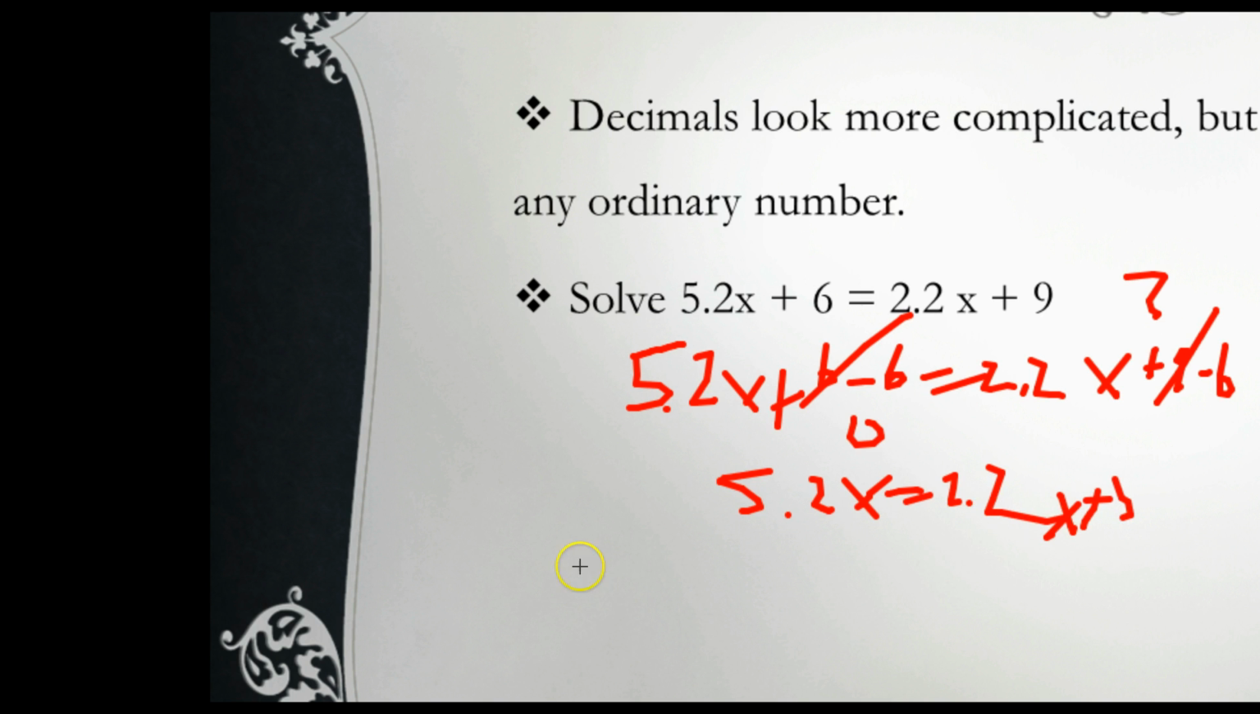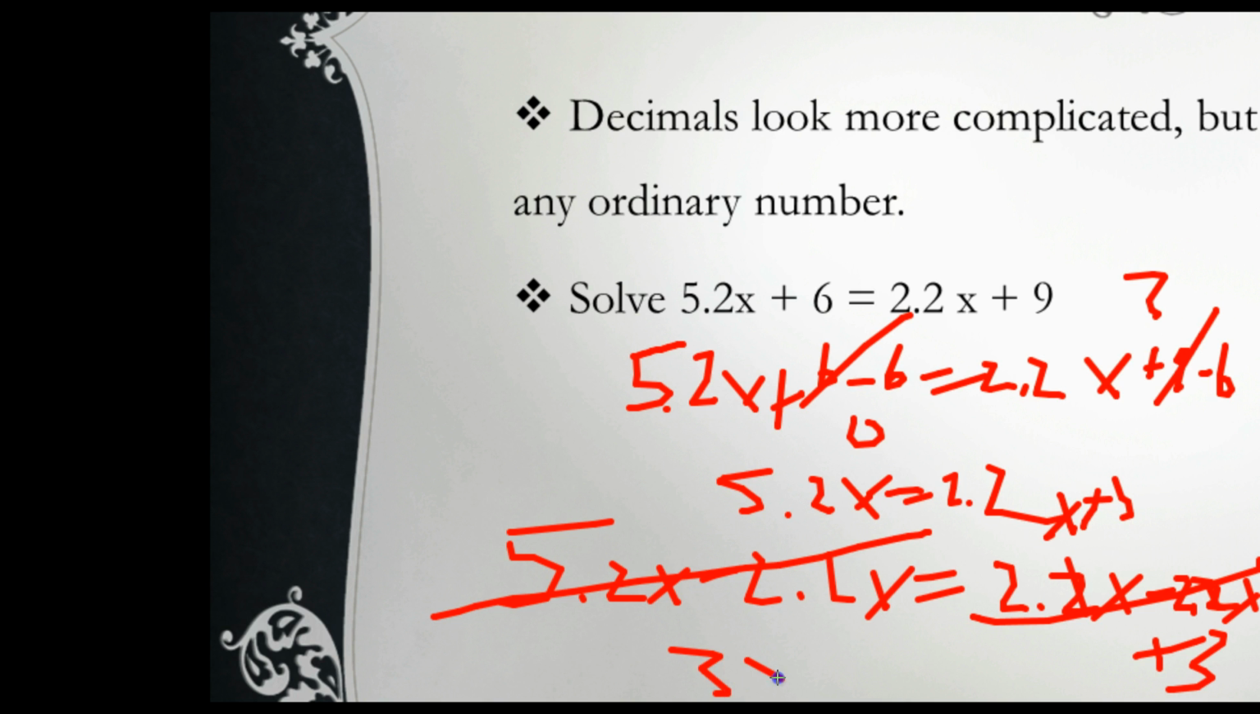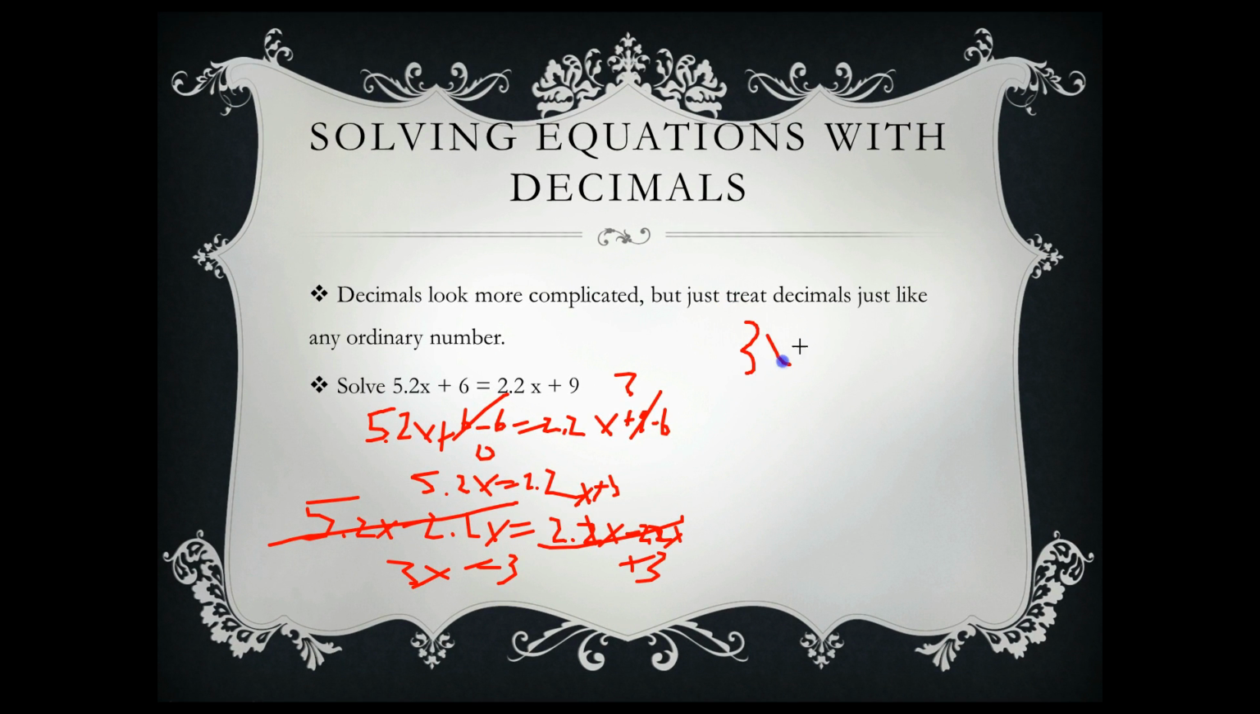So now let's get this 2.2x to the other side. So we can subtract both sides by 2.2x. So 5.2x minus 2.2x is equal to 2.2x minus 2.2x plus 3. So the 2.2x's cancel. What's 5.2 minus 2.2? That's just 3. So we have 3x is equal to 3. So if we divide both sides by 3, so 3x over 3 is equal to 3 over 3. These cancel out, so this will just turn to x equals 1.